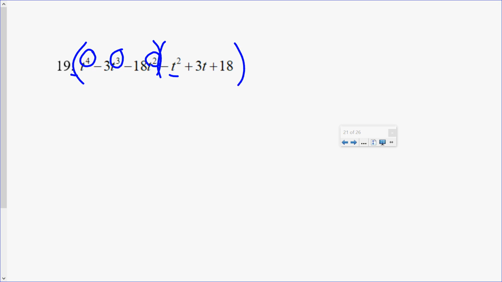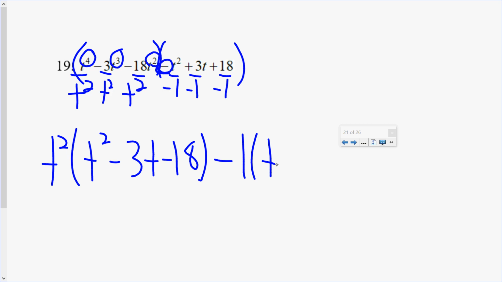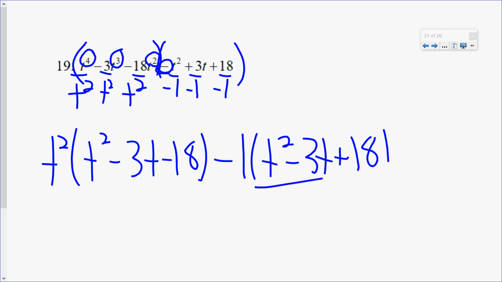Now that I have the groups, it's the same procedure. I find the GCF of the first group, t squared. So I divide each of those by t squared. Now there is no GCF in the second group. If there is no GCF in the second group, when we're doing grouping, we pull a 1 out. And since there's a minus in front of the group, I'm pulling a negative 1 out. If you don't pull the negative out, they're not going to match. And if they're not going to match, you can't do step 2. So negative 1, t squared minus 3t plus 18. Those have to match. If your signs are all different, it means that you have to take a negative out.